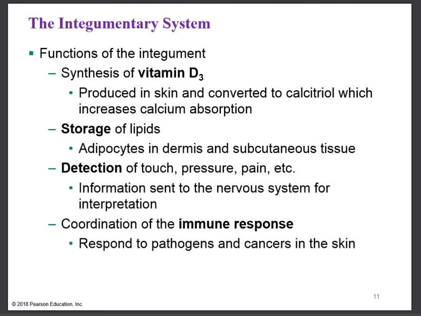Finally, the integumentary system can also initiate immune responses to disease-causing organisms known as pathogens. And I put that word over here if you just want to jot down. A pathogen is a disease-causing organism. So if something gets into the integument, the immune system is going to be activated. Or if we start to develop skin cancer, the immune system is going to be activated.